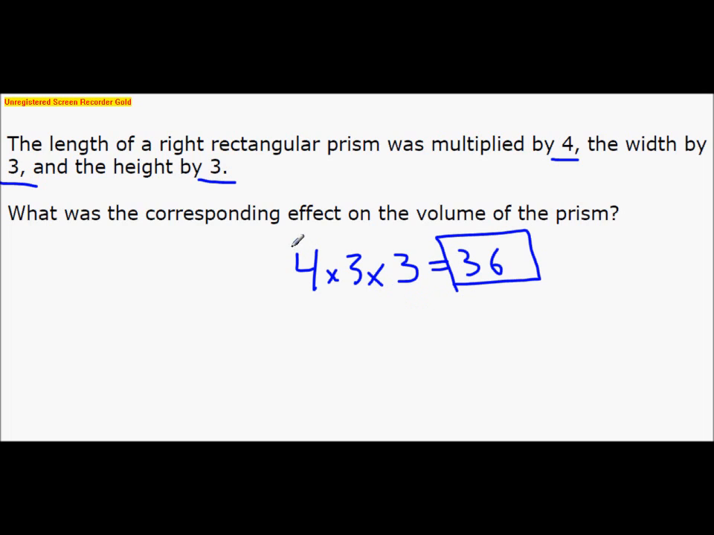Okay, so I guess what you have to memorize for this one is when you're finding the effect on the volume, and each side is multiplied by a different amount, you need to take all those numbers and multiply them together. All right.